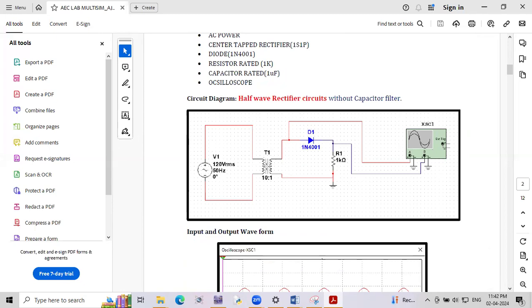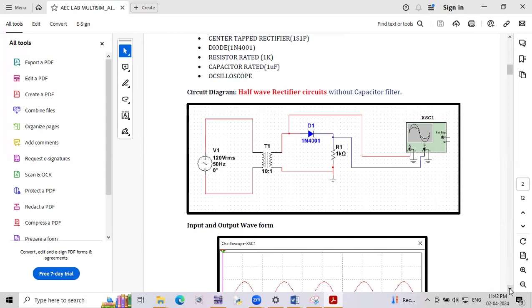Here we are going to take this transformer and then the diode, that is 1N401, and then one resistor across the diode and transformer. For the input, we are going to use a two channel oscilloscope. Channel A I'm going to connect to the input, channel B I'm going to connect to the output. Okay, let's simulate in the Multisim platform.